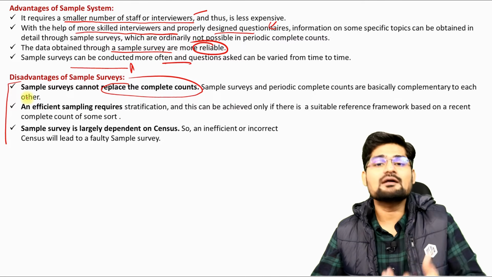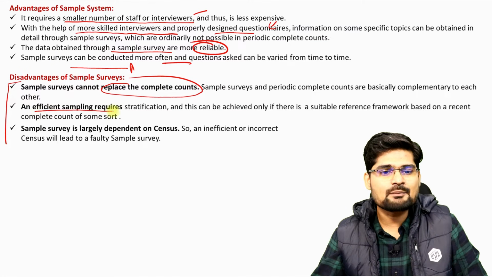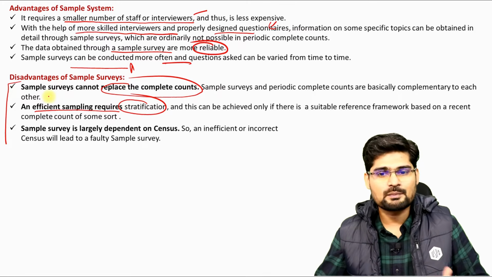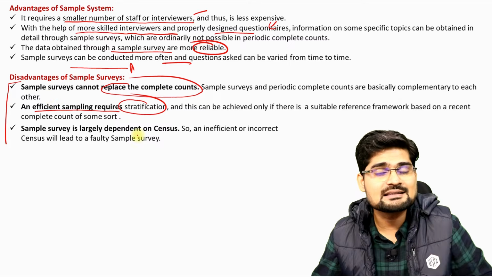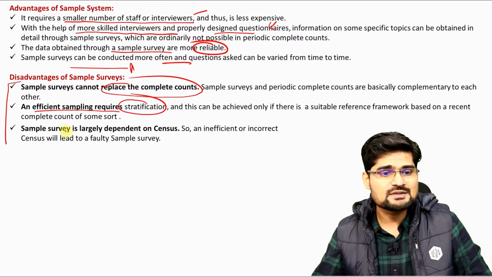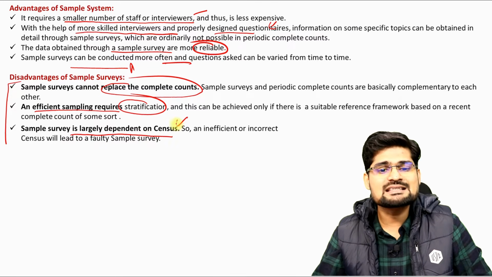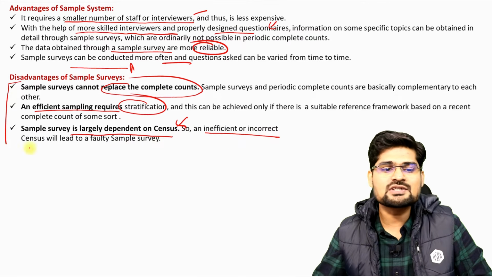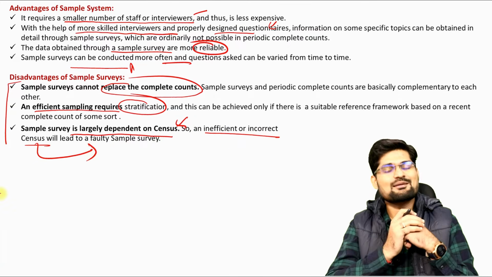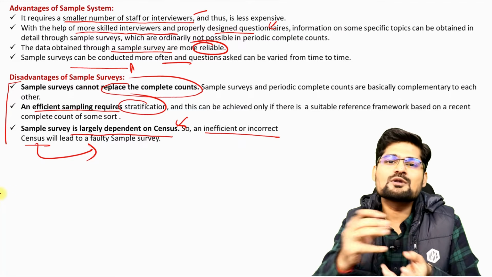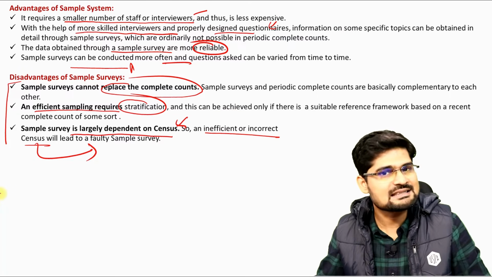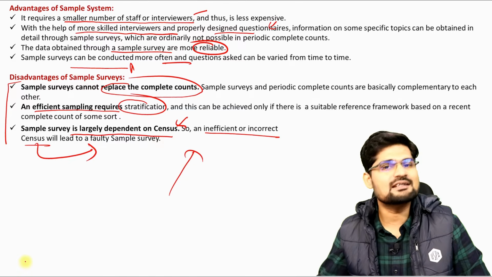It can never be 100% true. And efficient sampling requires stratification of the proper kind and also the knowledge frame. It's very important that people who are conducting these surveys are knowledgeable people. So sample surveys are largely dependent on census, and so an inefficient, incorrect census will lead to a faulty sample survey. Because it is dependent on the major census, remember the sample also will have the fault if the original census has a fault. So these are some of the disadvantages.